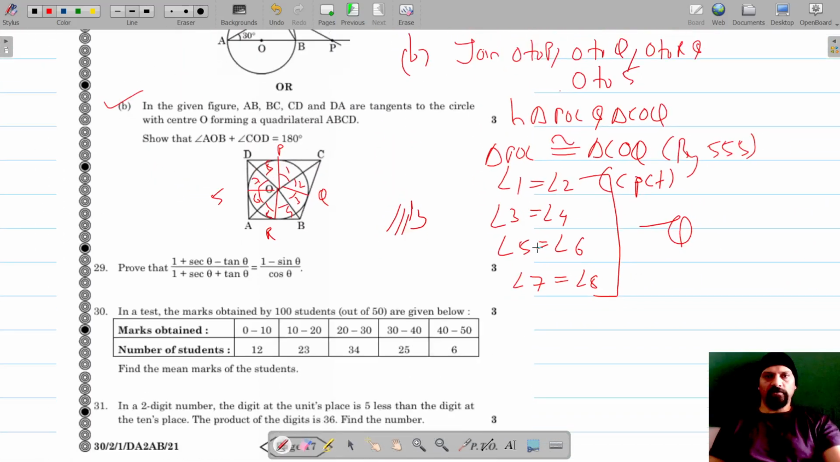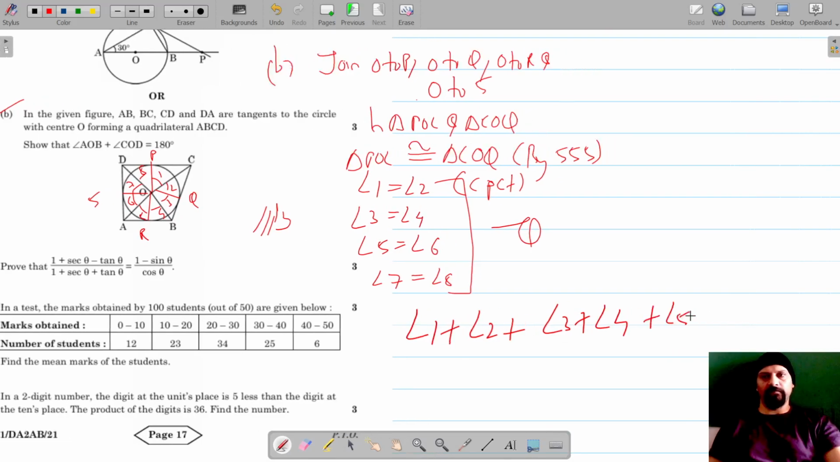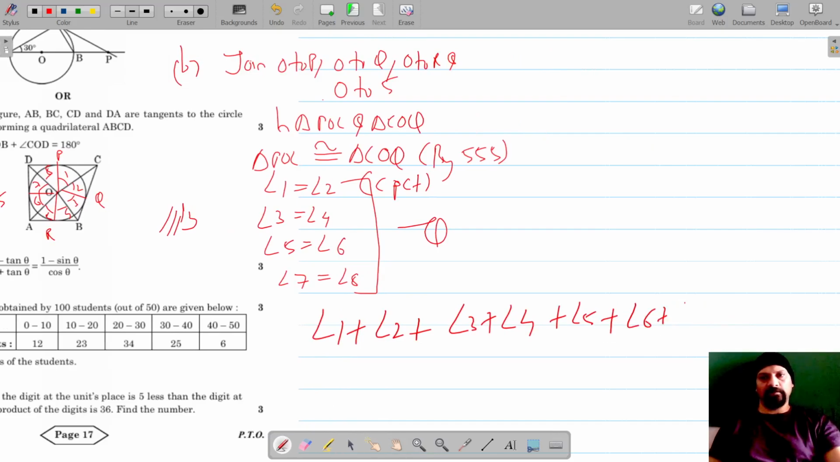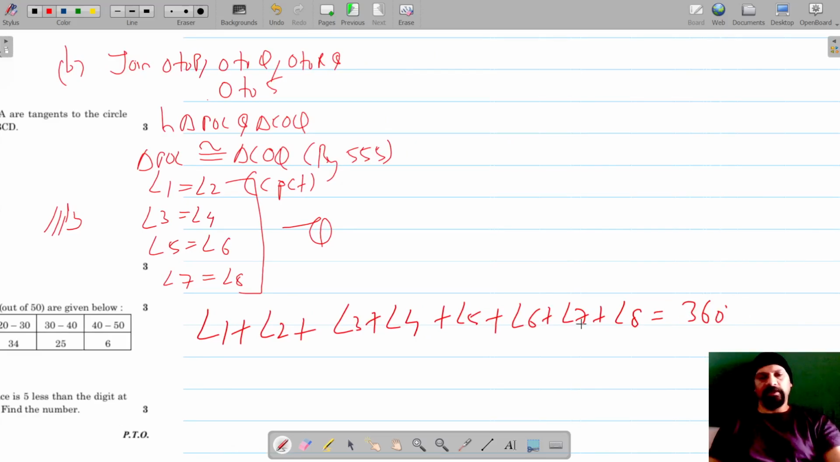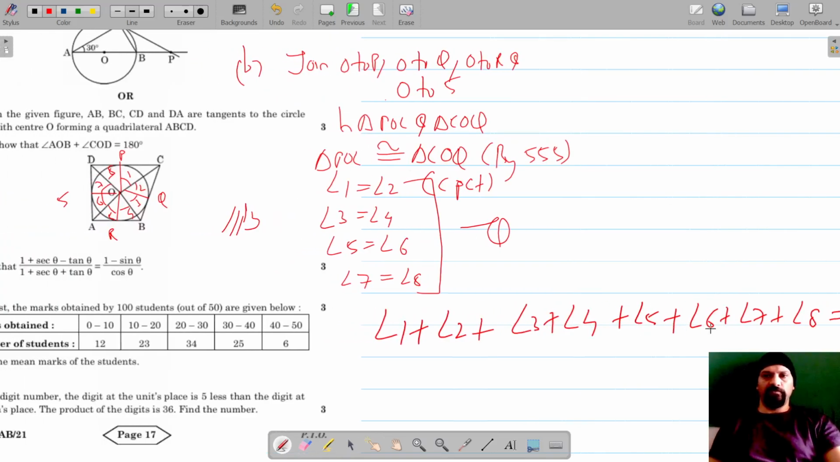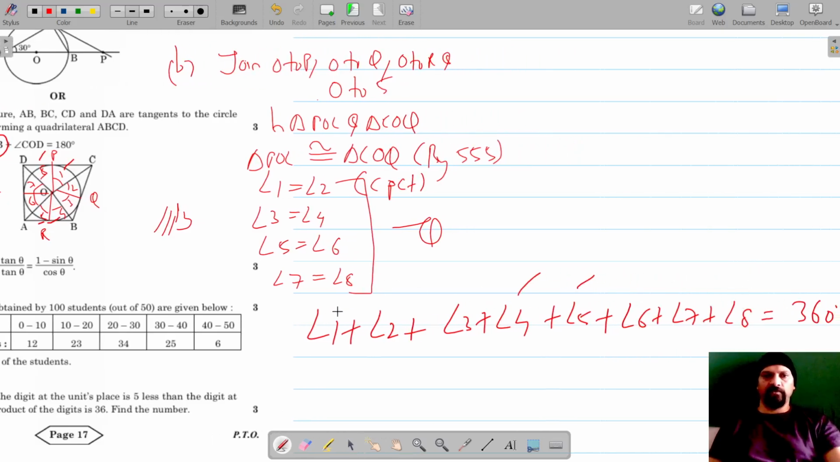Now, if we add all these angles, that is angle 1 plus angle 2 plus angle 3 plus angle 4 plus angle 5, 6, 7, and 8, all these make a complete angle of 360 degrees. Now we have to show angle AOB. Angle AOB is the combination of 4 and 5, so we are going to keep 4 and 5. And angle COD is a combination of 1 and 8, and we are going to keep 1 and 8.